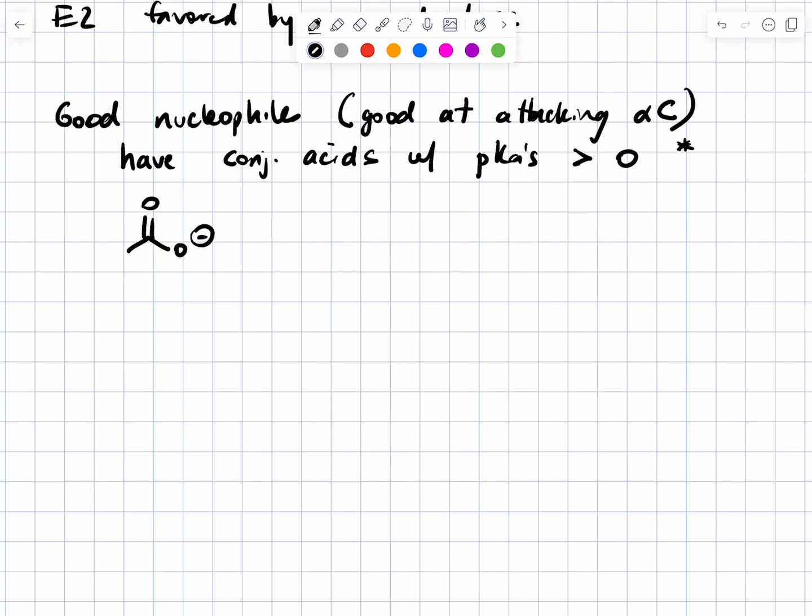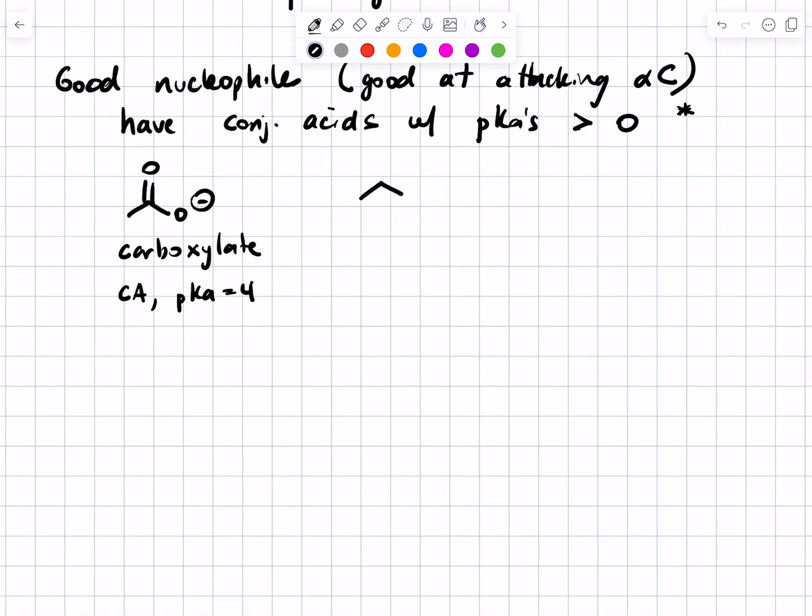Acetate, or any carboxylate anion, is the conjugate base of an acid. So I'm not going to draw the conjugate acid, but you can imagine it. Conjugate acid pKa equals 4. Thiolate, or a negatively charged sulfur molecule, has a conjugate acid, the thiol, whose pKa is around 8. Can I trust you with your notes here that you understand that these pKa's refer to the conjugate acid and not the base that I've drawn? We're all okay, good.